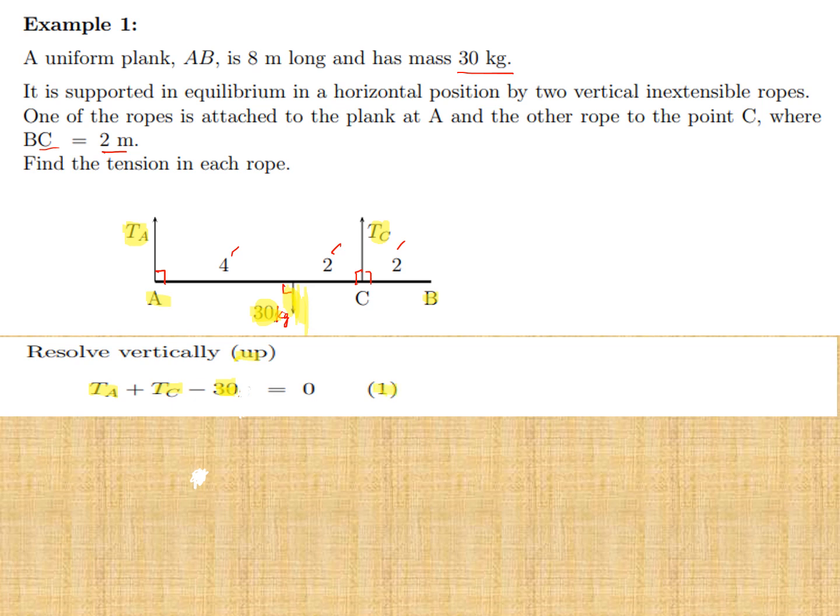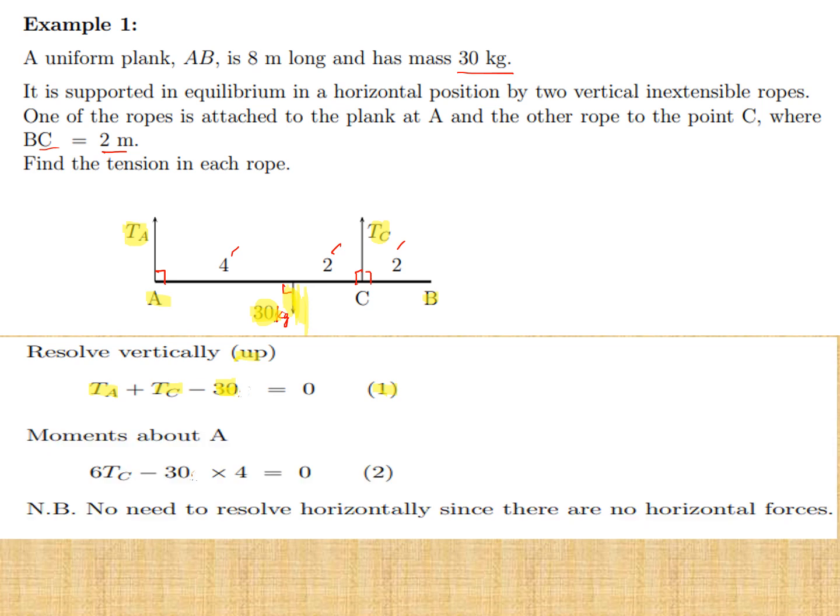Let's go for the second equation. Now, for the second equation, we'll consider the moment about A. We are considering moment about A. That will be 6 TC. How am I getting 6? Can you tell me? In this case, see this 4 plus 2. So that is what the 6 part is. This 4 and this 2, I'm adding this. So moment across TC, the distance is 4 plus 2, that is 6. 6 times TC.